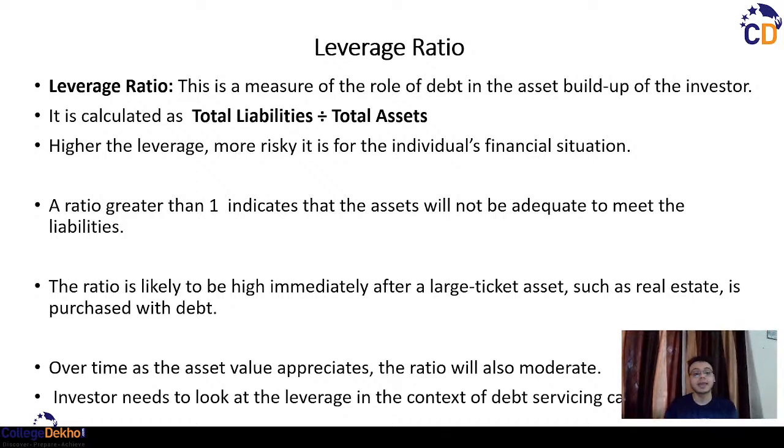The ratio is likely to be high immediately after a large ticket asset, such as real estate, is purchased with a debt. And over time, as the value of the asset appreciates, the ratio will also come down, because the real estate's value keeps increasing and the loan on the asset keeps reducing.